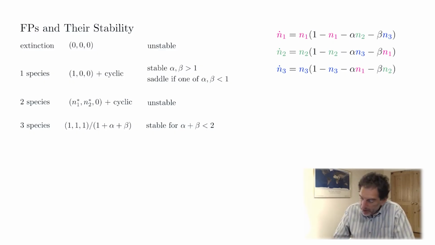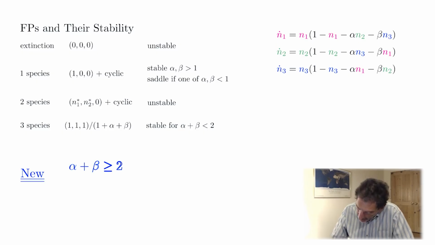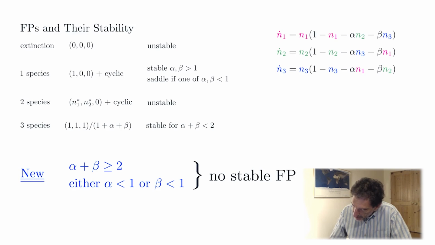But now there's something new happening in the 3-dimensional system. It turns out that if alpha plus beta is greater than or equal to 2, and we also need an additional condition, either alpha is less than 1 or beta is less than 1, there is no stable fixed point. So this is a new type of behavior that is a feature of greater than 2-dimensional competition models of this kind. And now we want to examine what is going on when the system is not attracted to any stable fixed point. Where does the flow end up? Does it just wander around forever? What's going on? So this is our goal now, to try and understand this dynamical behavior.